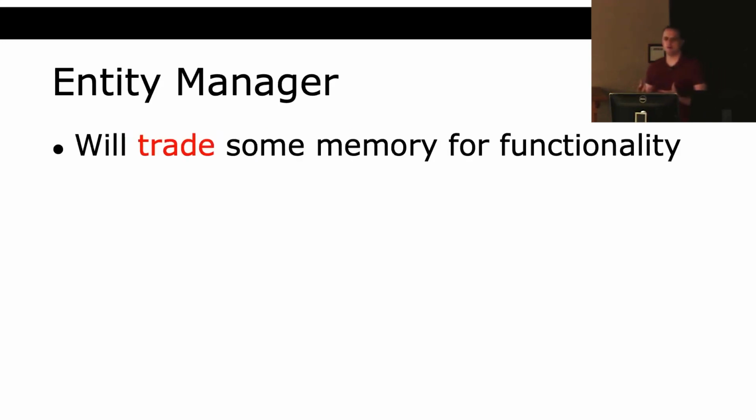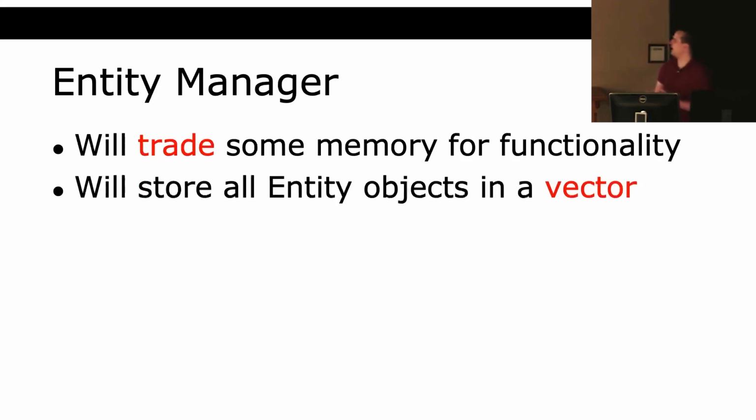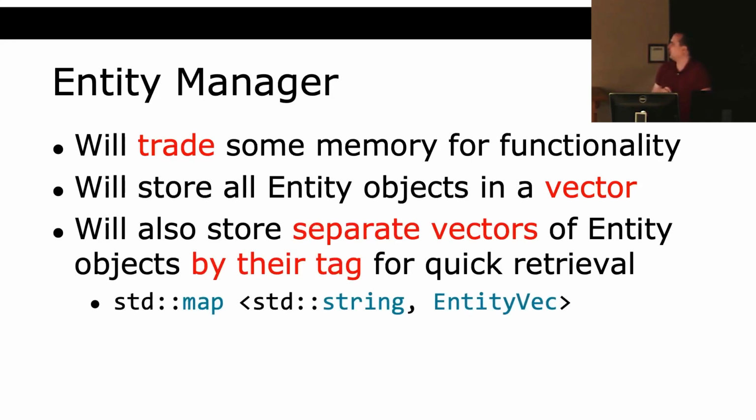So the entity manager will trade some memory for additional functionality, right? We don't get anything for free in computer science. We always have a little bit of a trade-off. And so the two ways that we'll store entities are, first, we're going to store all of our entity objects in a vector. Okay, so we'll have all our entities, they'll just be in a single contiguous vector. And then we will also store separate vectors of entity objects by their tag for quick retrieval.